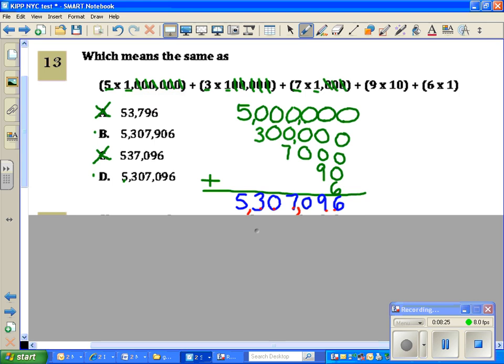So this number that I got looks like choice D. And I'm looking very carefully because I'm noticing choice B. This is the only part that's different. And all they did was switch 2 numbers. They switched the 9 and the 0. Very tricky. So you just have to make sure you are working carefully. So the answer is choice D.